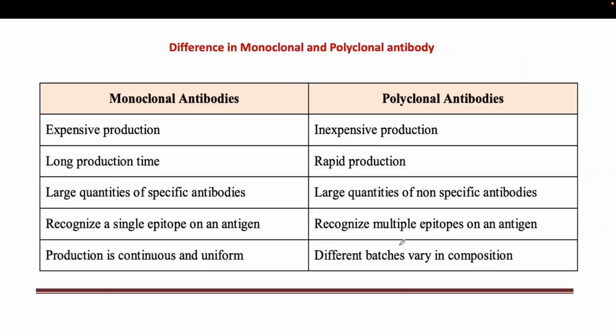So the difference between monoclonal and polyclonal is that monoclonal recognizes a single epitope of an antigen, and polyclonal recognizes multiple epitopes on an antigen.